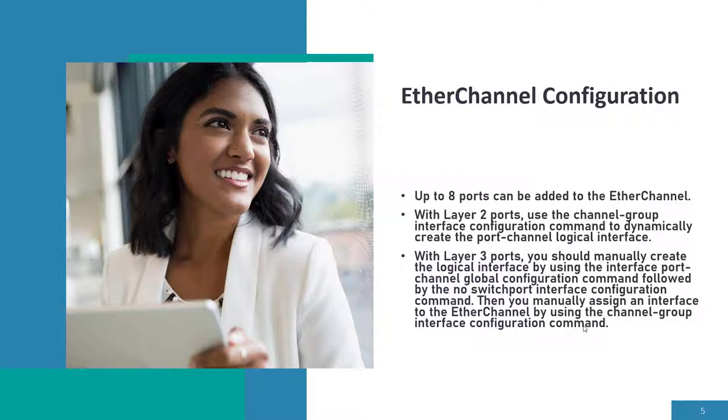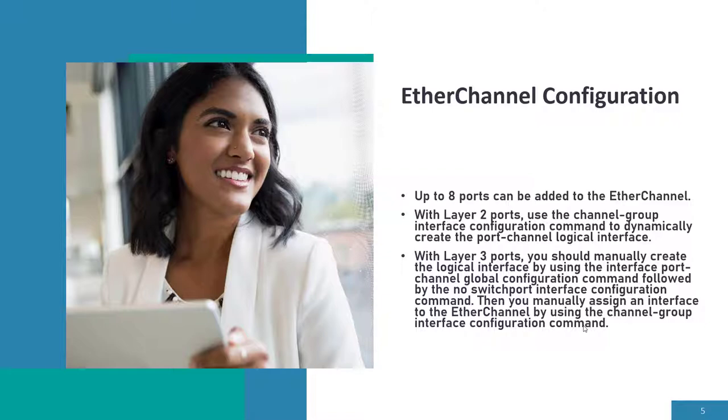With layer 2 ports, use the channel group interface configuration command to dynamically create the port channel logical interface. So you go into the switch, you go into the interface, you set up your interface, and then you do the channel group command to place the port into the port channel that you're configuring.